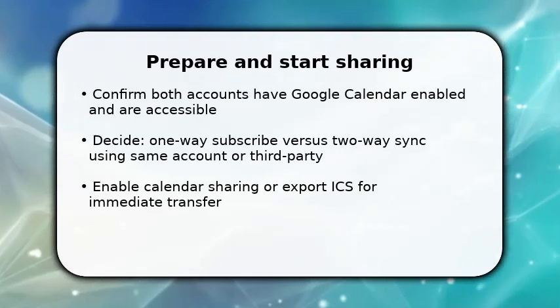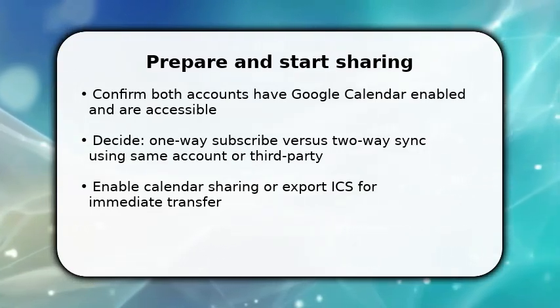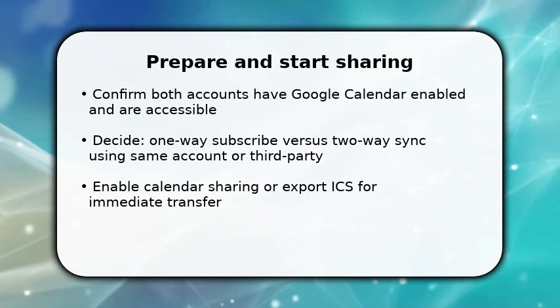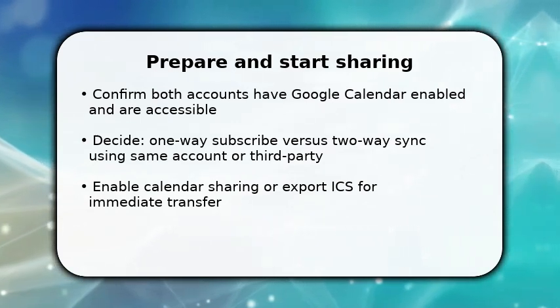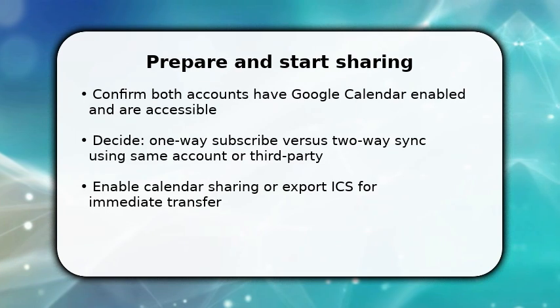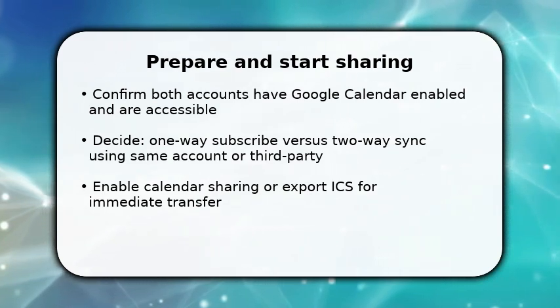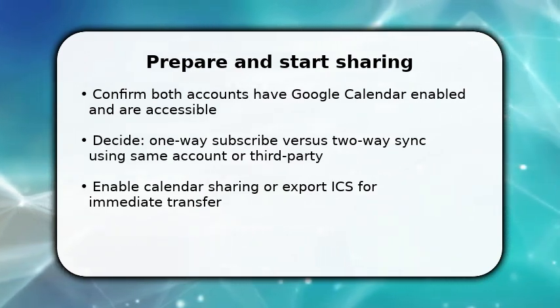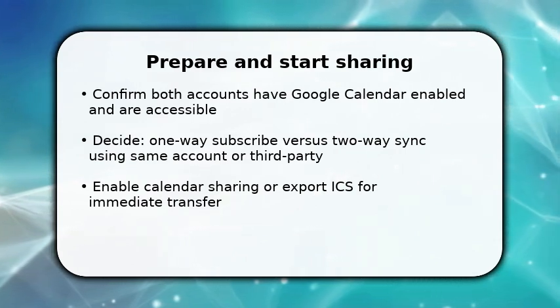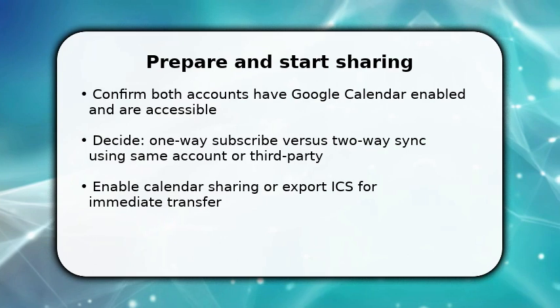You'll begin by preparing both Google accounts and choosing the sync method. Sign into the primary calendar in a browser. Make sure you can access the secondary account too. Once done, decide whether you need one-way subscription, publish/export, or two-way sync, same account or third-party tool. This affects privacy and control.